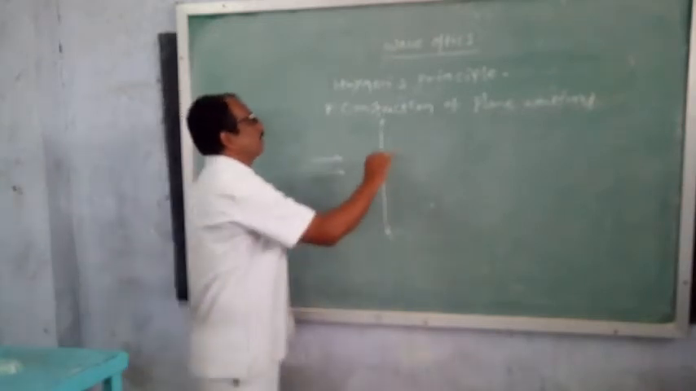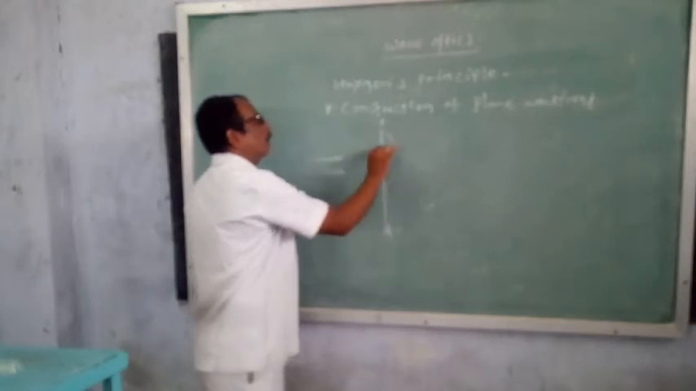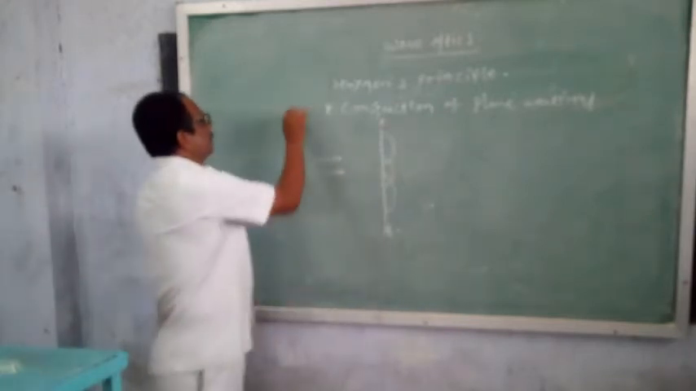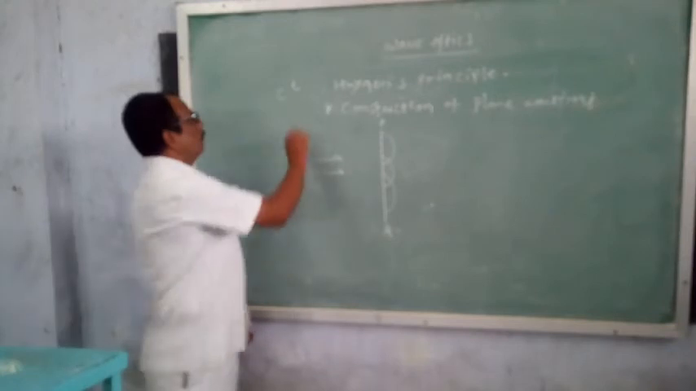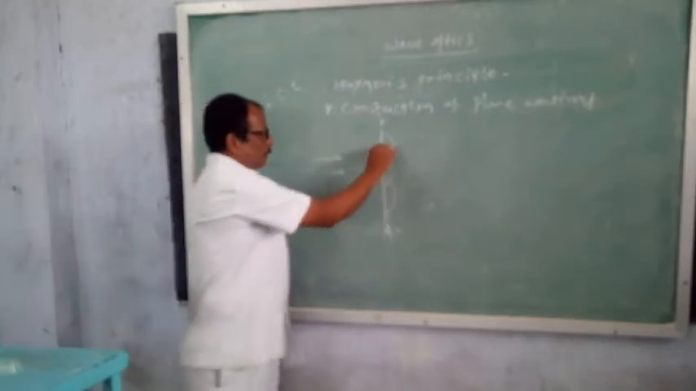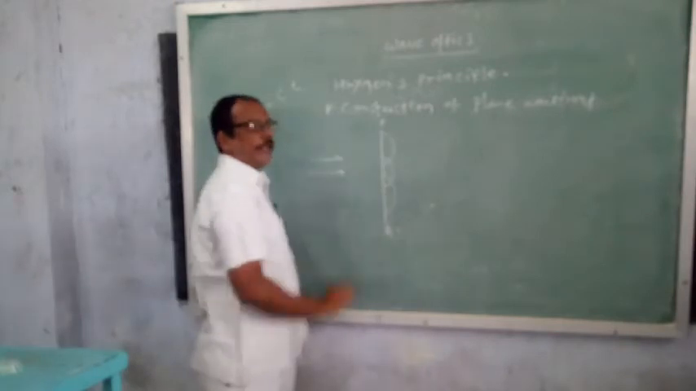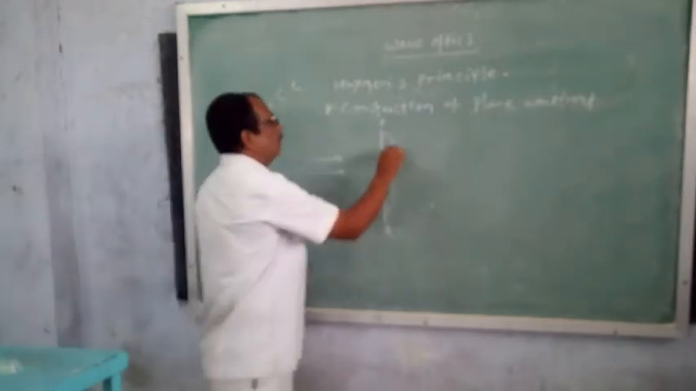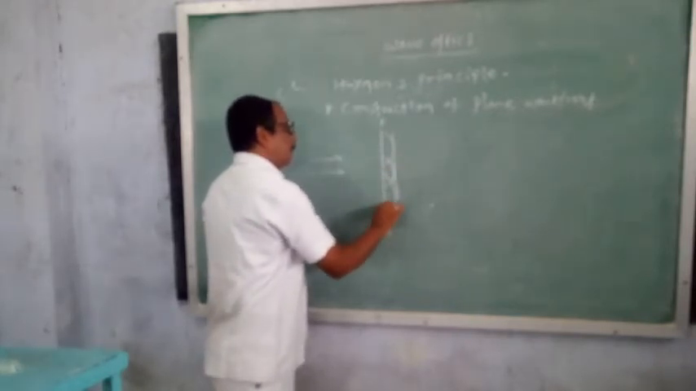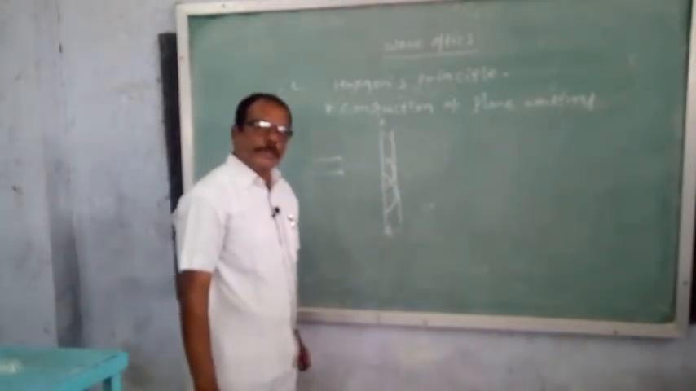To represent these secondary waves, draw the spheres, hemispheres, with every point on the wavefront as center, and radius of the sphere is equal to again c into t, velocity into time, where c is velocity of light. All these hemispheres represent secondary waves emitted by these points. Then, once again, if we draw this tangential curve, tangential line, or simply say envelope.